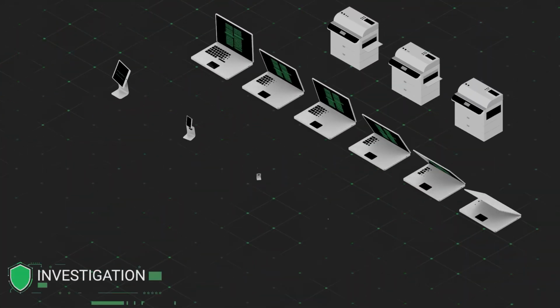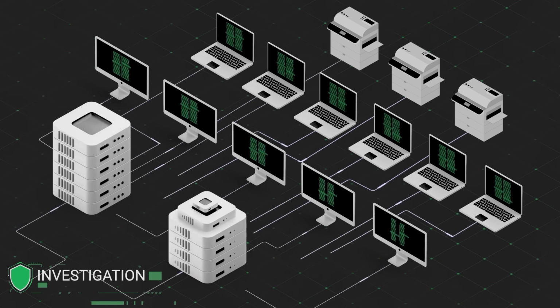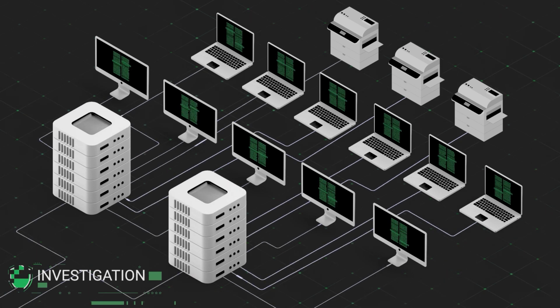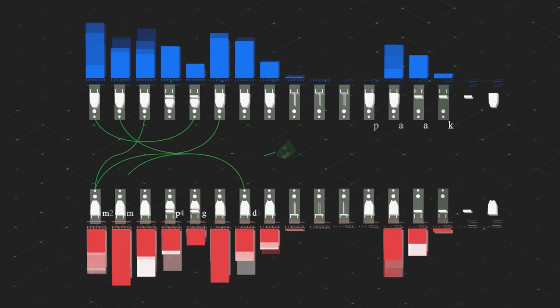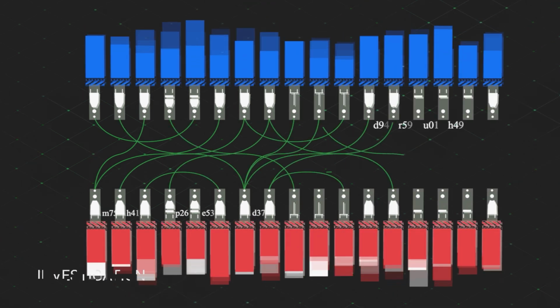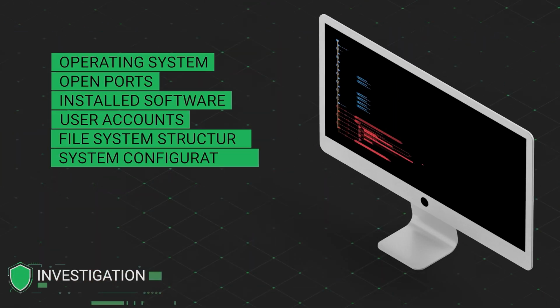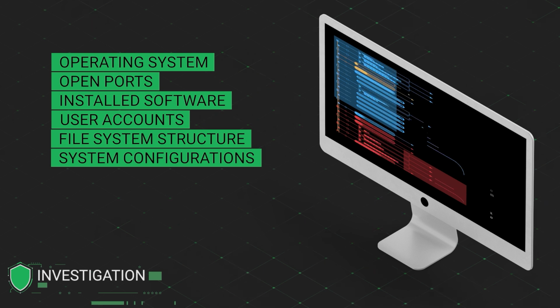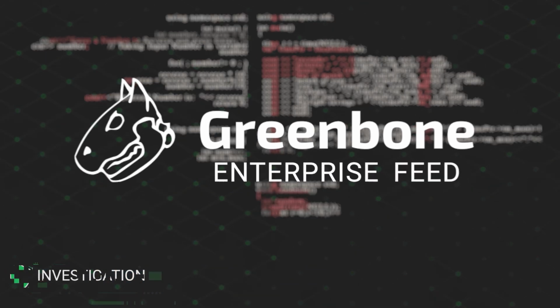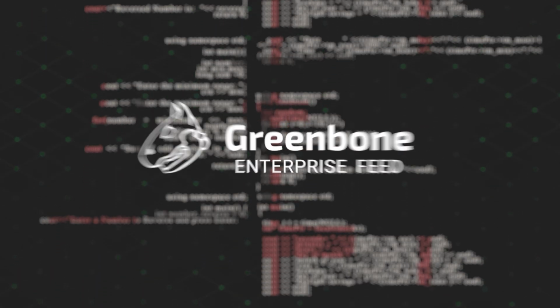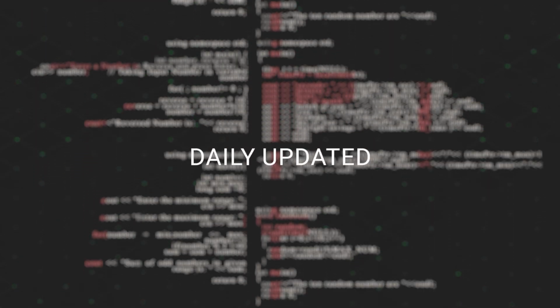The scan identifies the systems in your network, such as peripheral devices, virtual and physical servers, firewalls, switches. The identified systems are then examined for various attributes: operating system, open ports, installed software, user accounts, file system structure, system configurations, and much more.